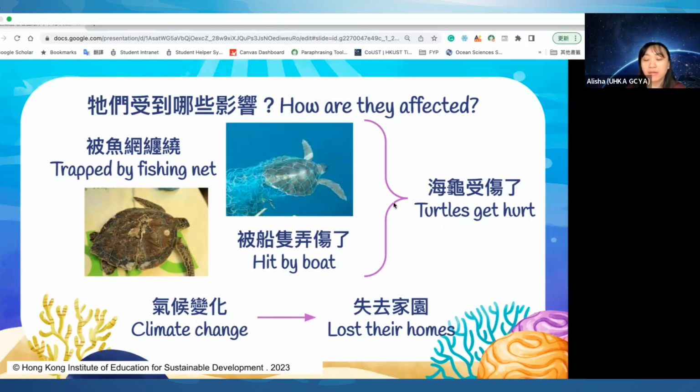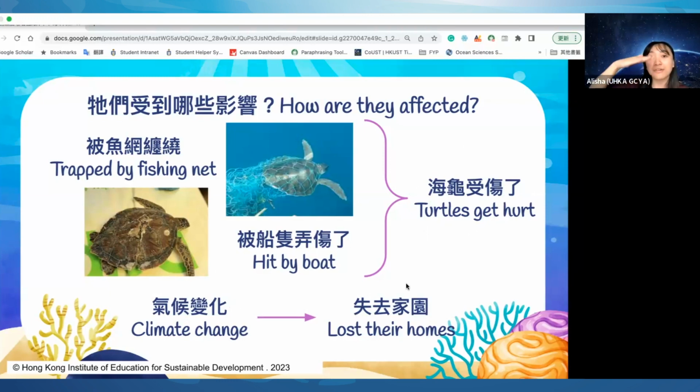So then, the turtle will get hurt, and unlike humans, they don't have a doctor, so they can only recover by themselves, or if they cannot recover by themselves, they may die. And also because of climate change, they will lose their homes. Do you still remember what Brian said?